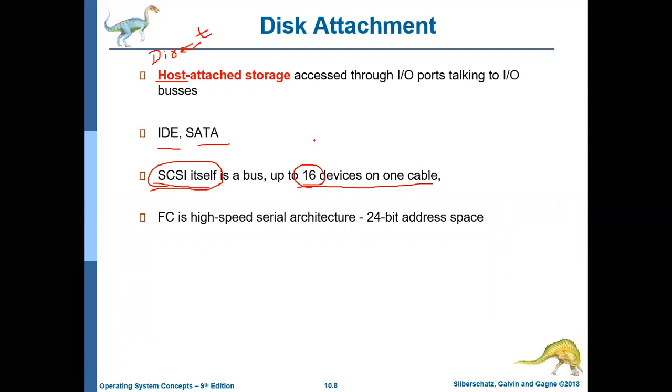And the more advanced technology is called FC, which is Fibre Channel. It is a high speed serial architecture, which supports a 24-bit address space. The size of the address bus is 24 bits, so you can access 2 to the power 24 locations with this size of address. So this is how the direct attached storage works.